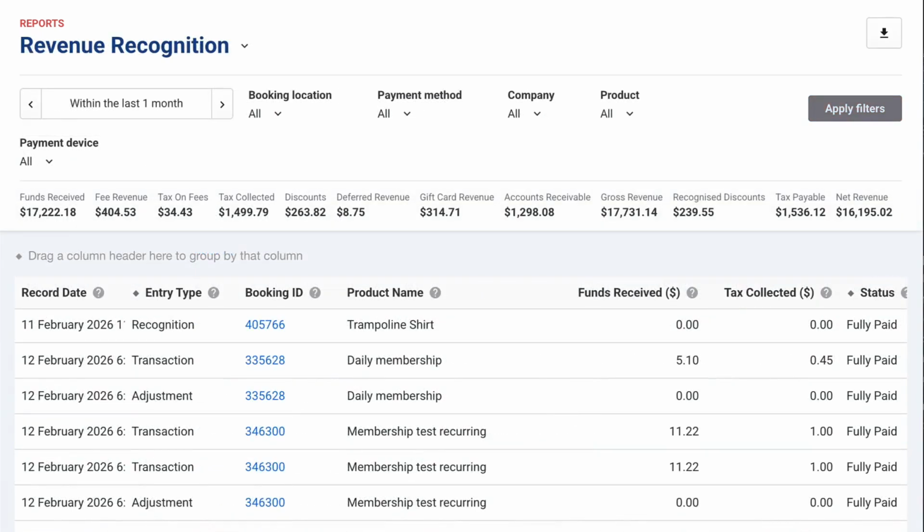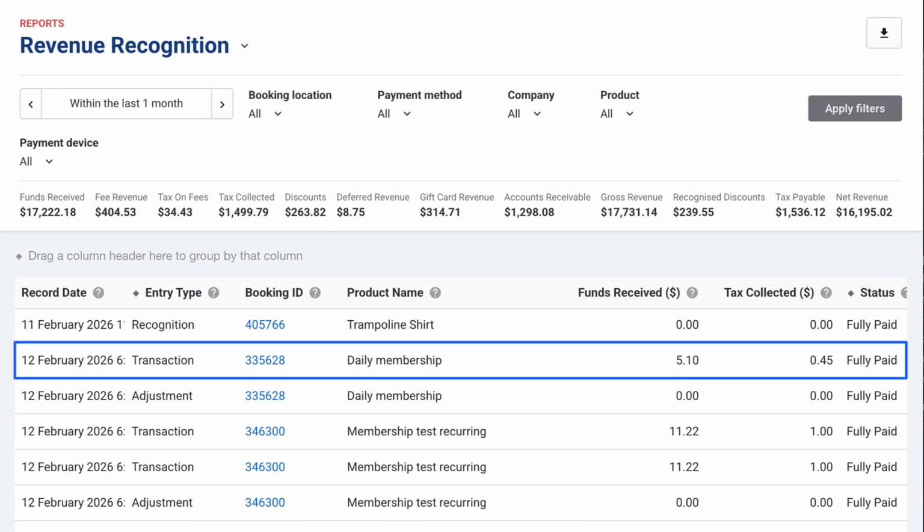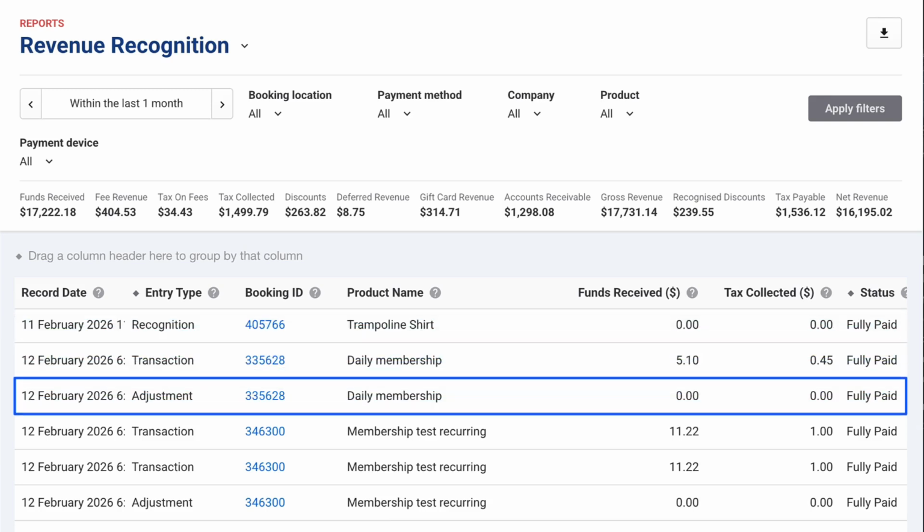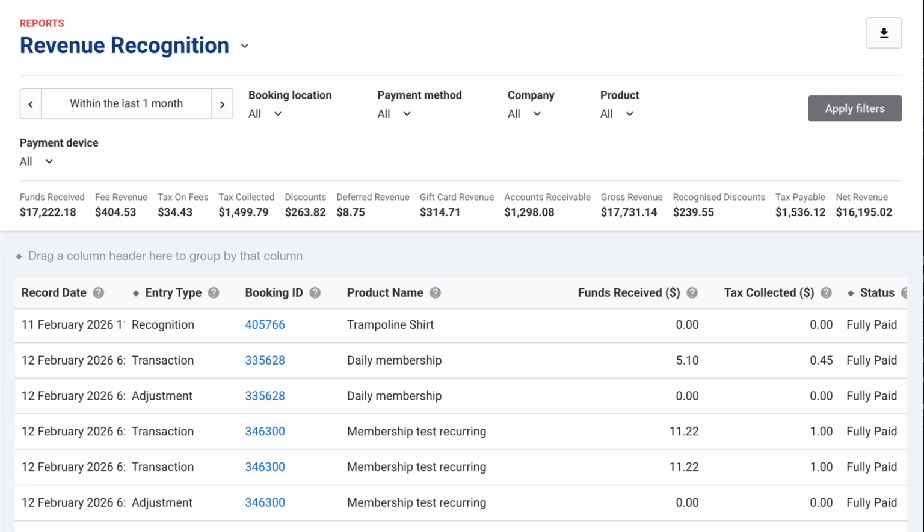In the Revenue Recognition Report, you'll see three entry types. Transaction entries represent payments or refunds related to a booking. Recognition entries represent when revenue is earned, through redemption or expiry. Adjustment entries occur when booking changes shift funds between revenue accounts. These entry types show exactly how revenue moves over time.